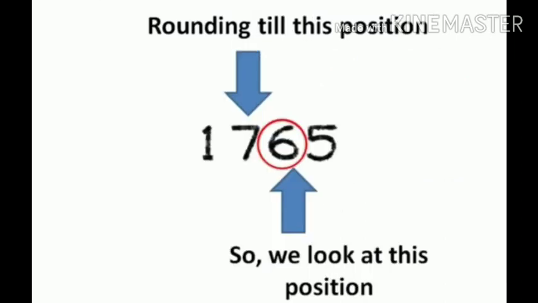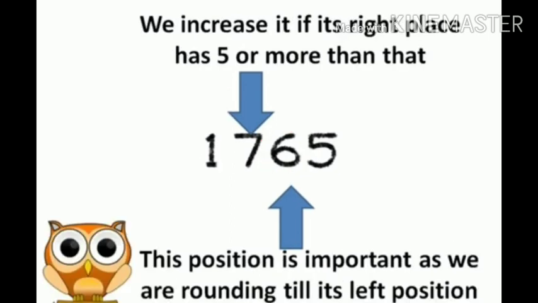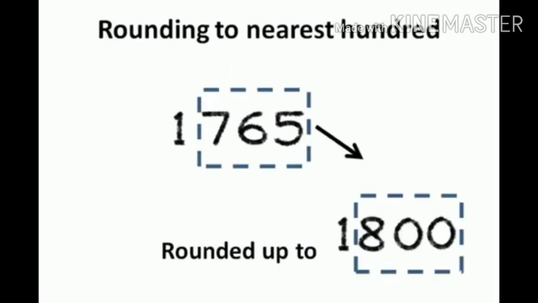Now, let's take another example here. We want to round the number 1765 to its nearest 100. So, we look at the tens place, which is 6. Since the tens place is 6, which is more than 4, we need to increase the 100 place by 1. Hence, it would be 1800. That is, 1765 is rounded up to 1800 when we are rounding to the nearest 100.